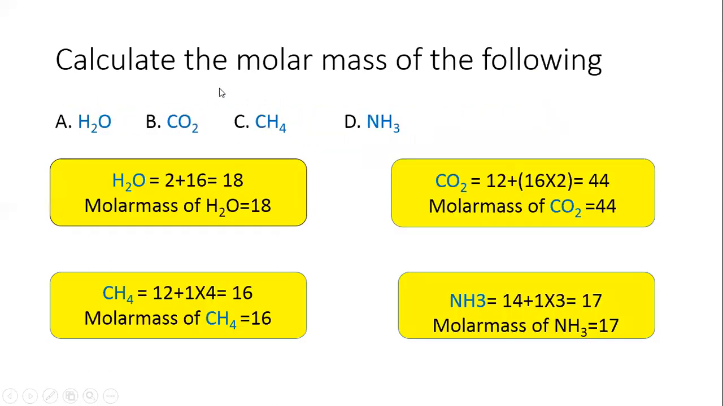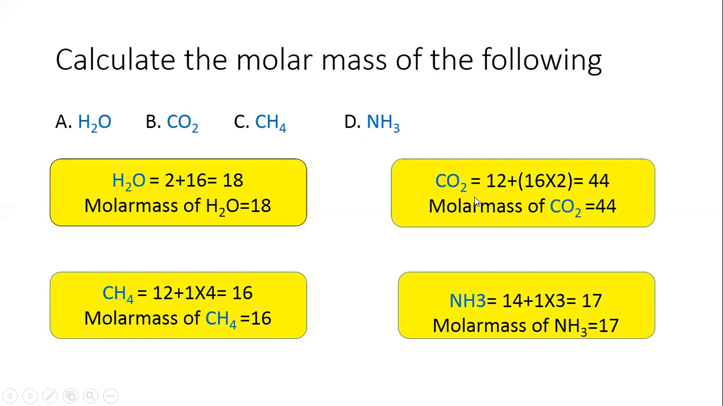First, calculate the molar mass of the following: A, H2O; B, CO2; C, CH4; and D, ammonia NH3. We know that the molar mass of a molecule is the sum of the atomic masses. In case of H2O, the atomic mass of hydrogen is 1 and the number of atoms is 2, therefore 2 plus the atomic mass of oxygen 16 equals 18. Molar mass of H2O is 18.